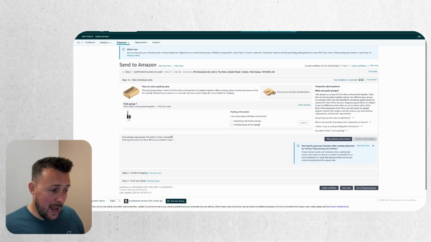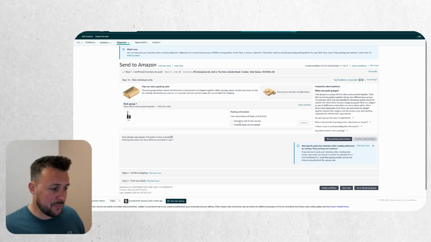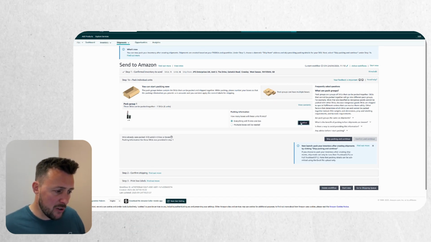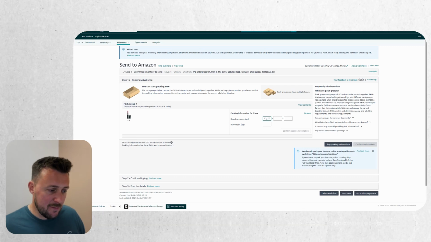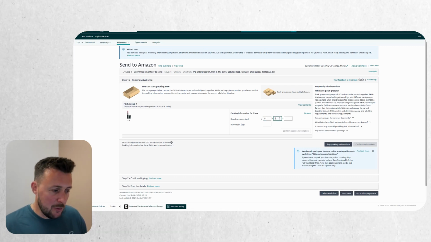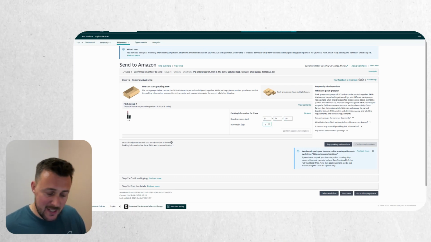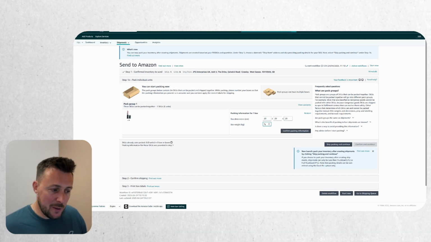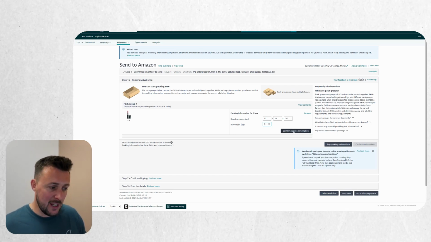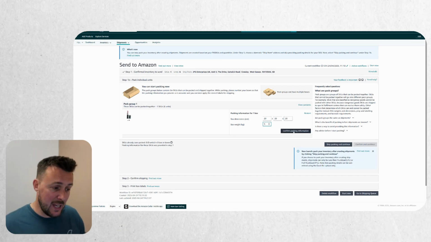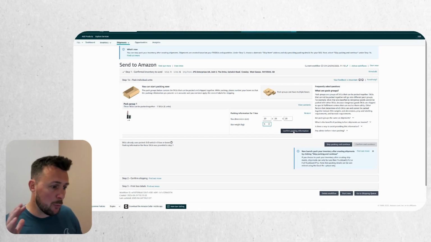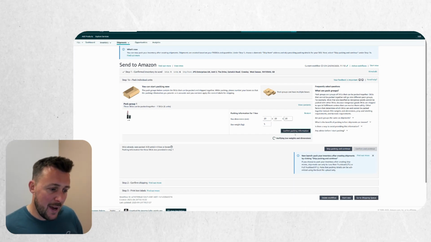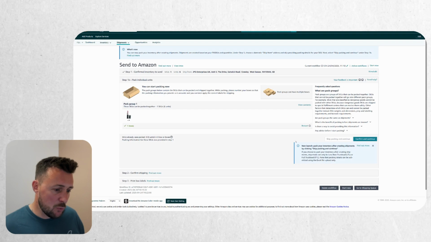where Amazon's going to say how many boxes are you sending and how big are they. So I'm going to tell them that everything will fit in one box, confirm that. I'm going to give it some fictional dimensions for the box here. We're in the UK, so we operate in centimeters and kilos. So we'll just say it's 20 by 20 by 20 and it weighs 5 kilos. Now it's important to give accurate measurements here. Once again, if you're using a prep center, they will do this for you, but then confirm packing information and your box is ready to go.